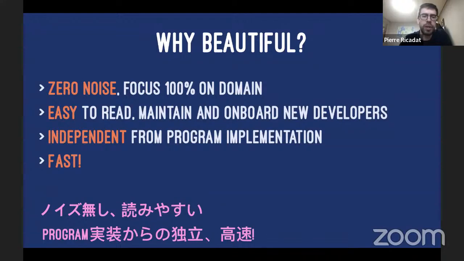Also, this way, our code is independent from the program implementation. Actually, we started with using Cats IndexedReaderWriterStateT, and then we moved to MTL, and then we moved to ZPure, but without changing much of the logic. We just changed the DSL implementation, but the rest of the code was not changed much. So it's easy to switch from one to another. And finally, it is fast, and fast makes it beautiful as well.